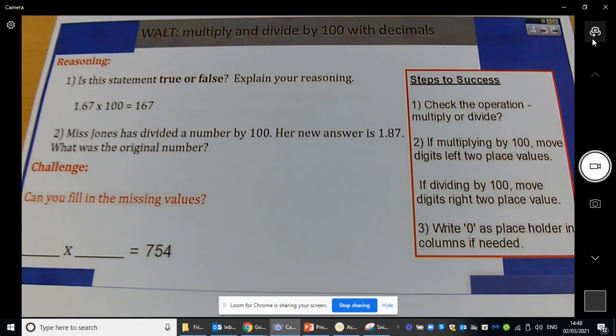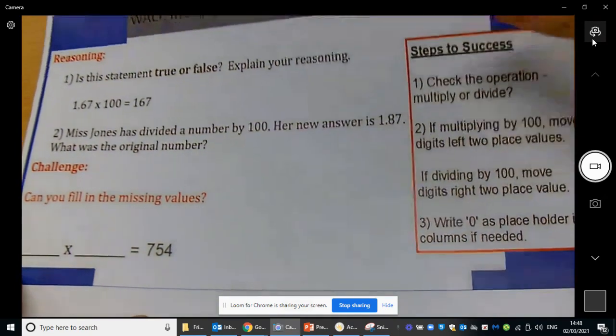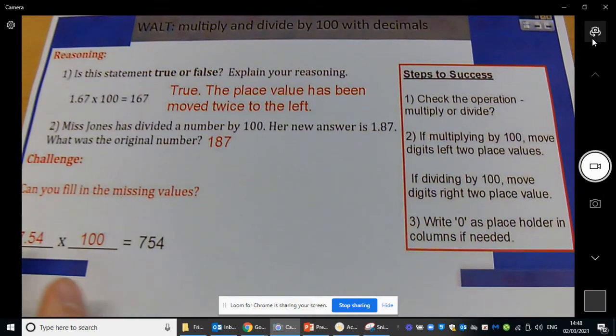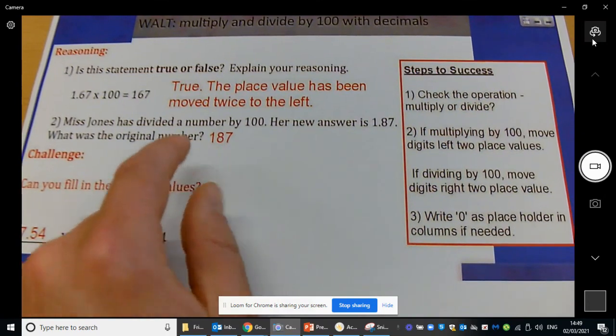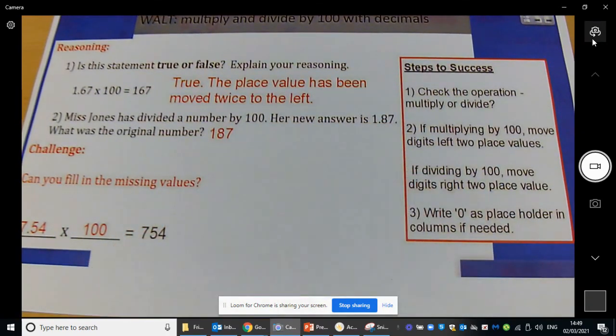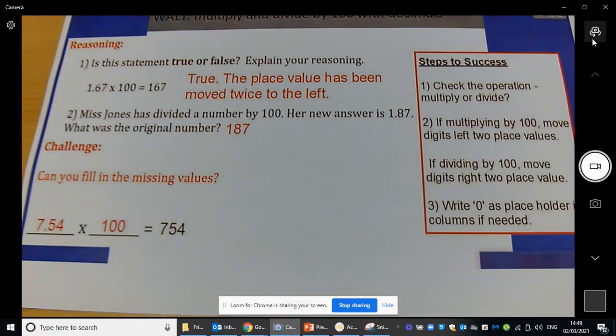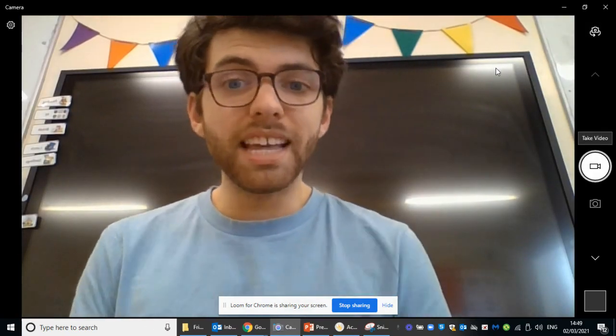So let's see, guys, how you have gotten on. Really interested to see. So this statement is true. 1.67 times 100 is 167 because the place value has been moved twice to the left, just like it should have been. Miss Jones has 187, which when you divide it by 100 would be 1.87. So the original number was 187. And then the missing values here, 7.54 times 100 is 754.